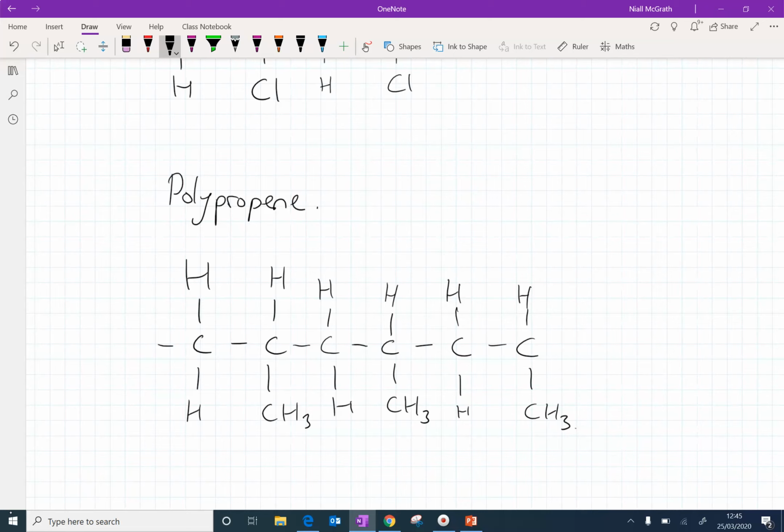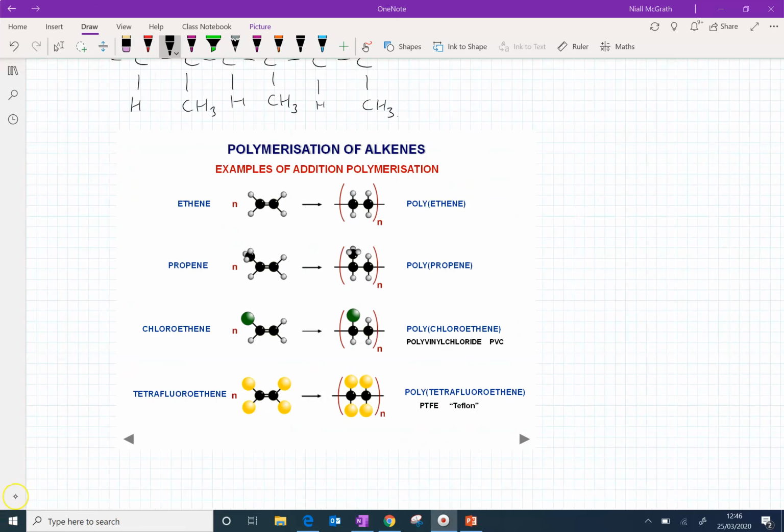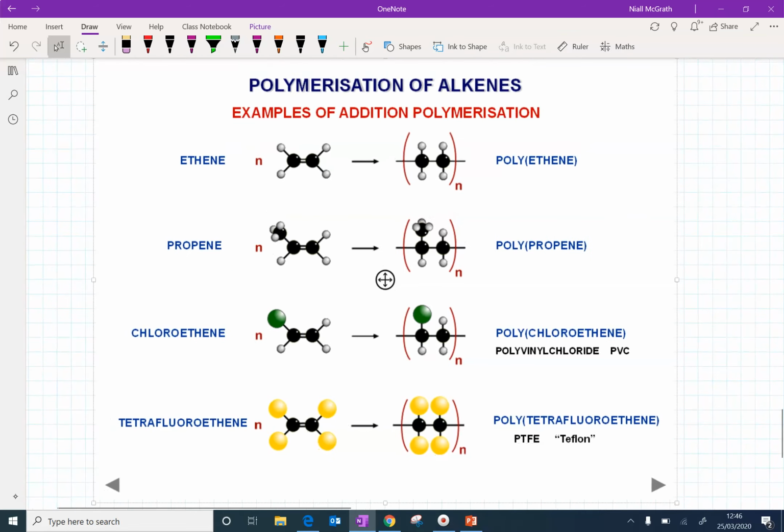And that is our addition reactions. And here's just a better visual maybe of the molecules, better than I can draw.